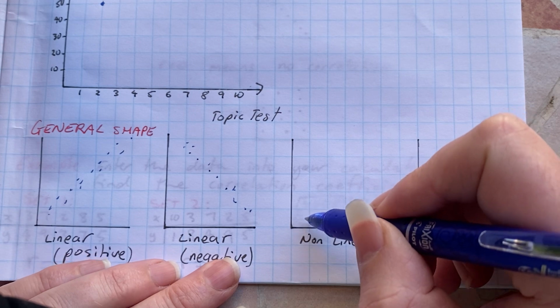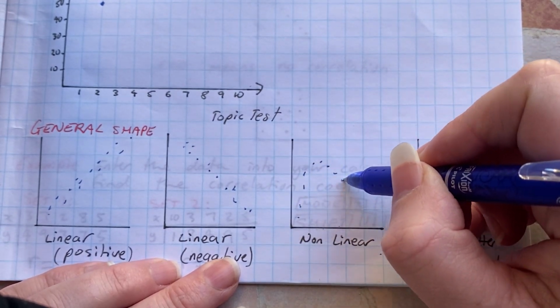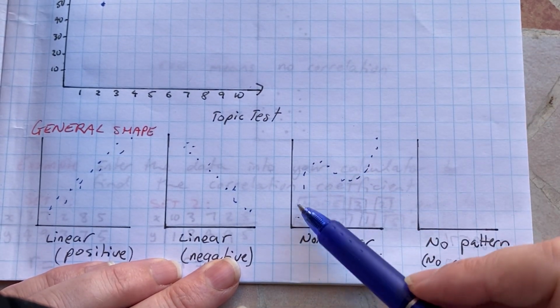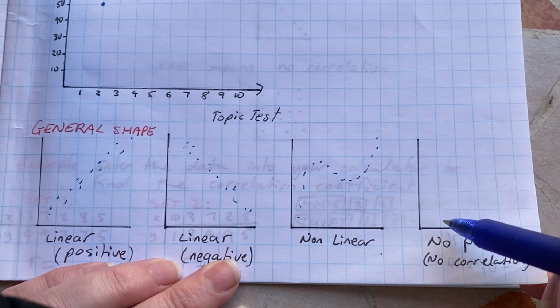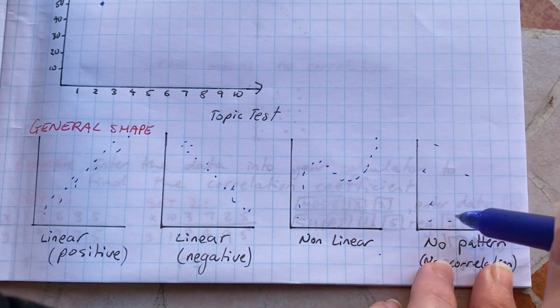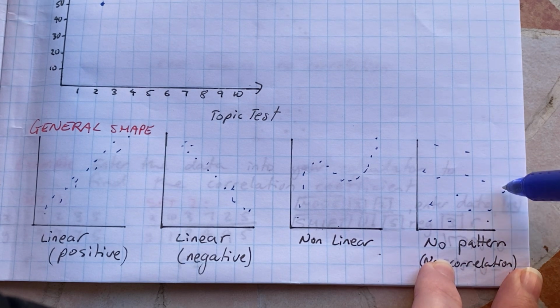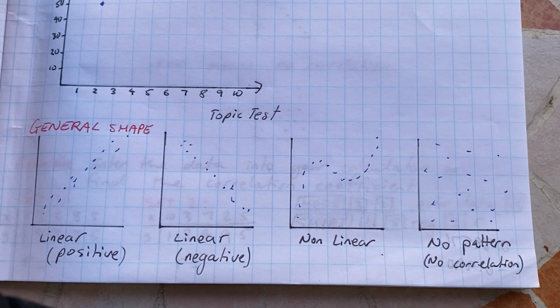If it's non-linear, then it's got some other shape. So it might look something like that. That would be a cubic line of best fit. And if it's all over the place where there's no pattern at all, we say that there's no correlation.